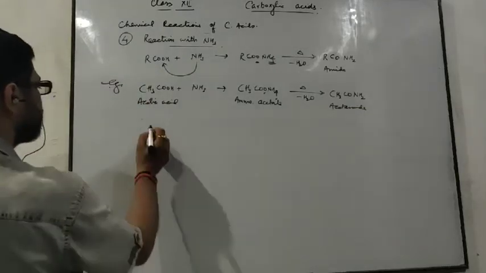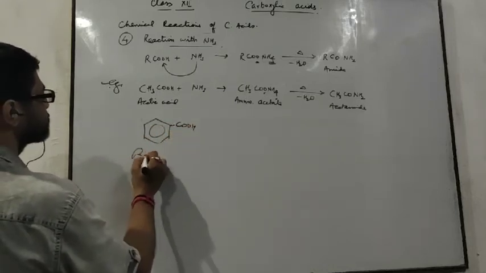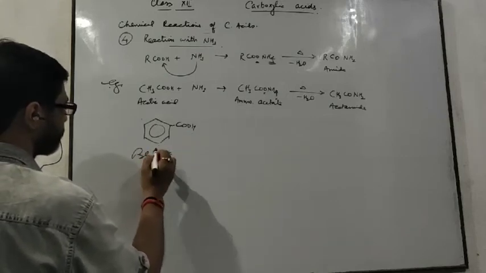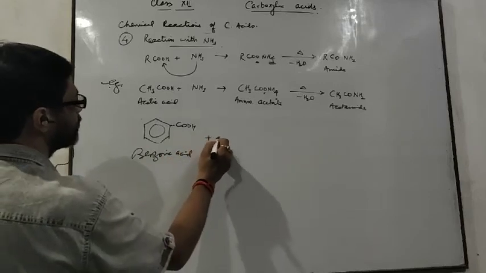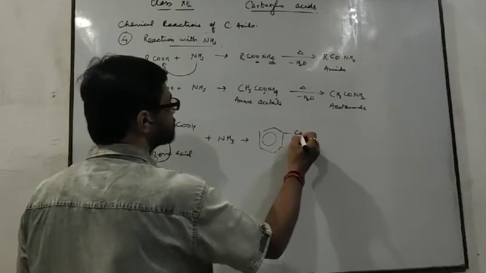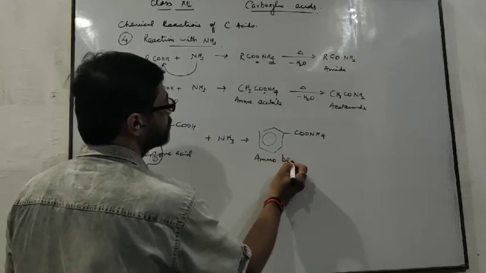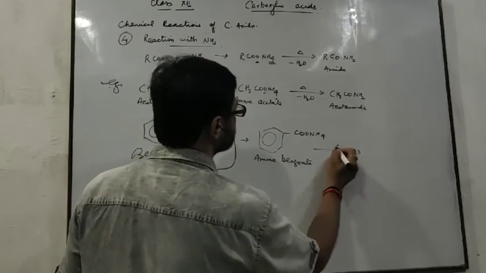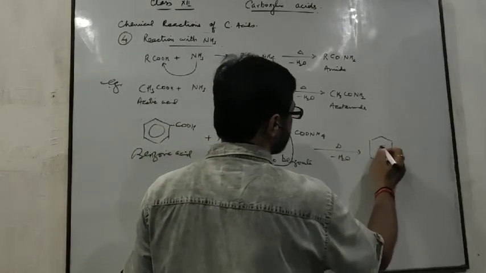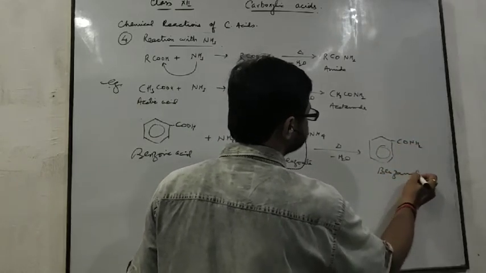If we take aromatic carboxylic acid like benzoic acid, C6H5COOH, then benzoic acid on reaction with ammonia forms ammonium benzoate, COONH4. This one is ammonium benzoate, and this ammonium benzoate on heating loses H2O to form CONH2. This one is benzamide.